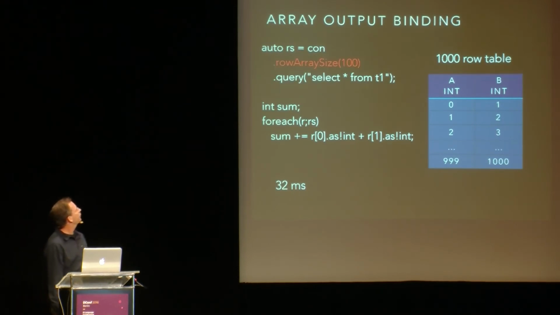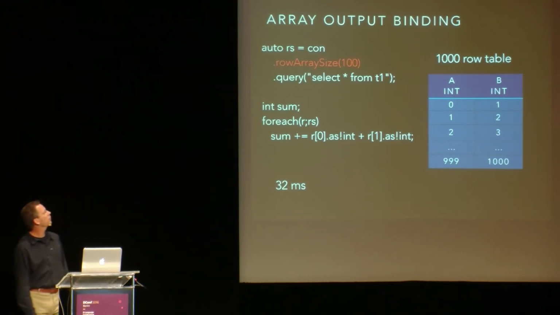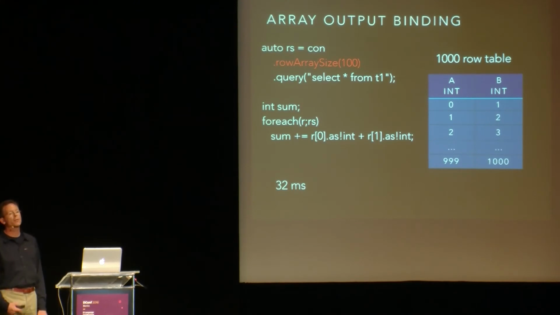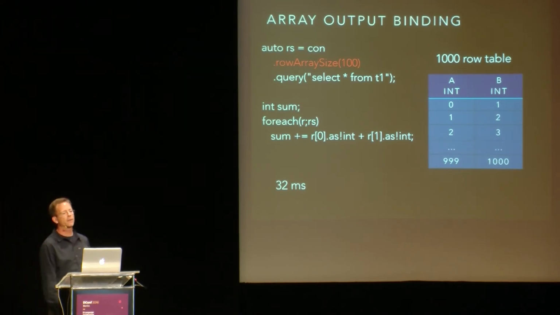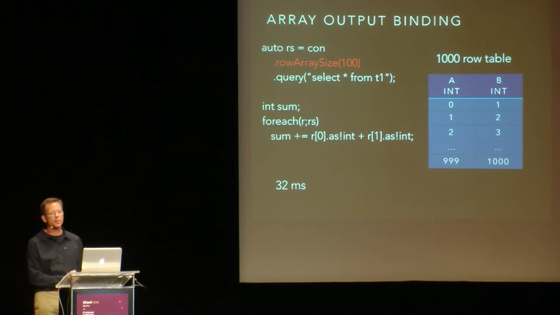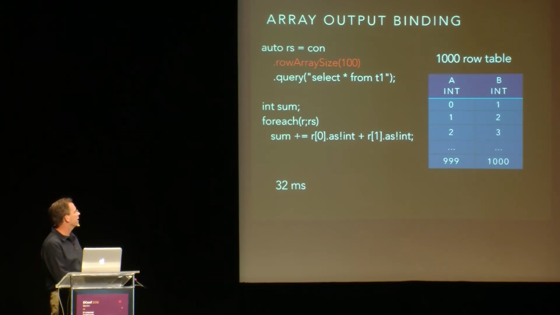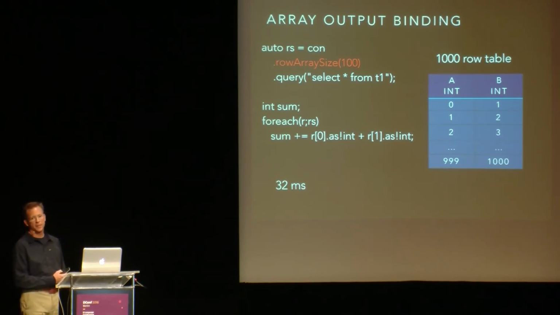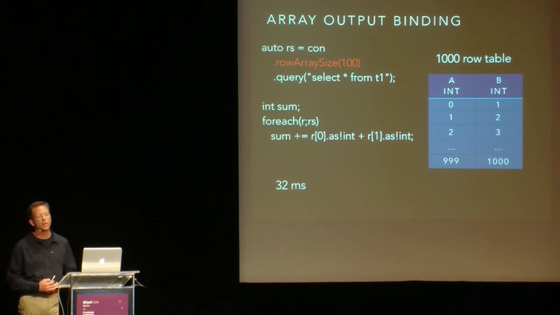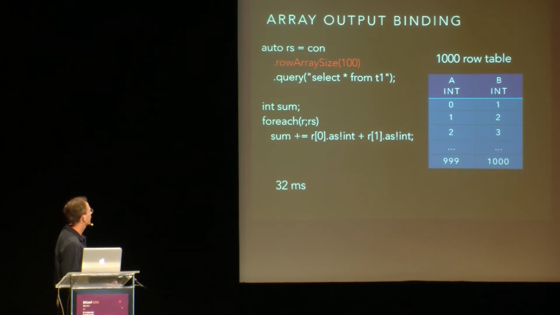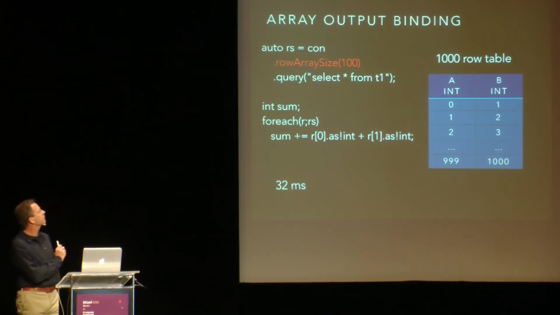So let's add this modifier here, row array size. Internally, we're telling the driver that I want to buffer 100 rows at a time. Okay, so this performance has now gone down to 32 milliseconds. So just by putting in this optimization, I get a fairly substantial improvement. So the thing here is that you really want to support this array binding. However, it gets better.